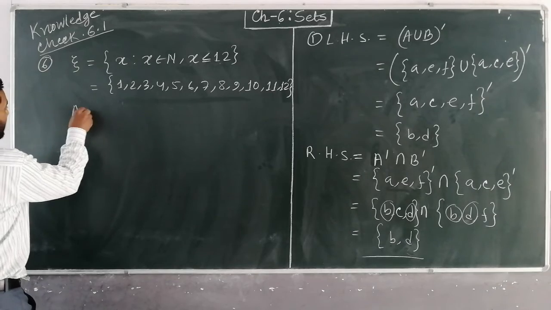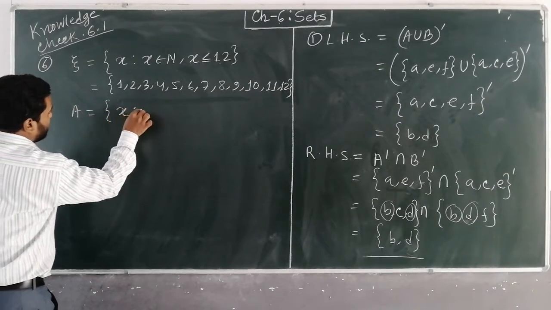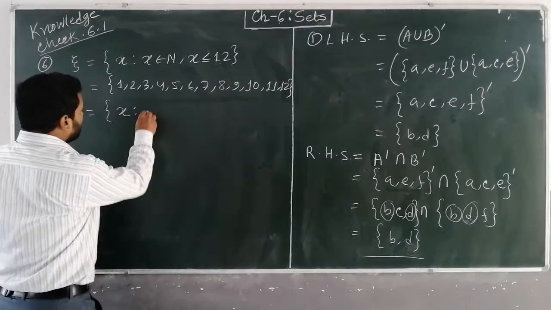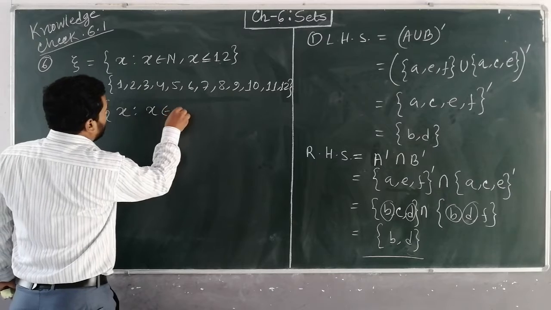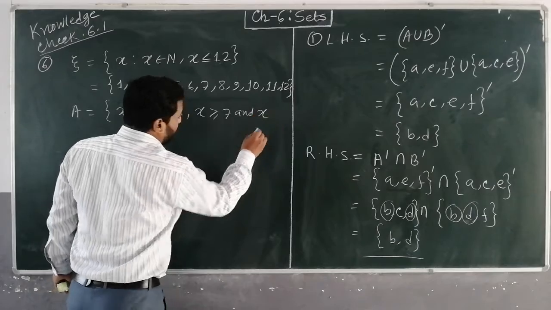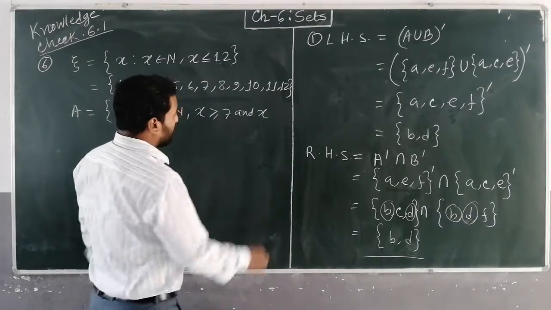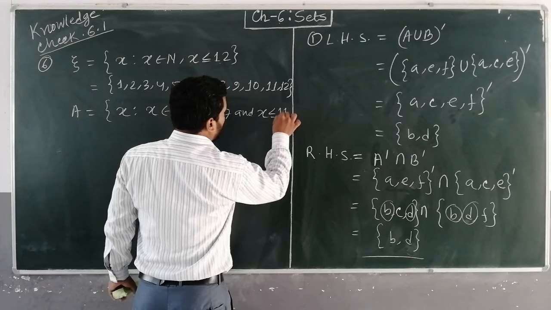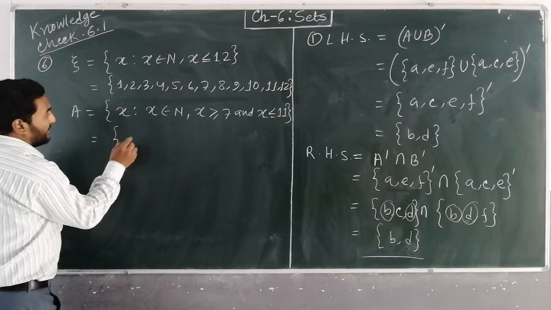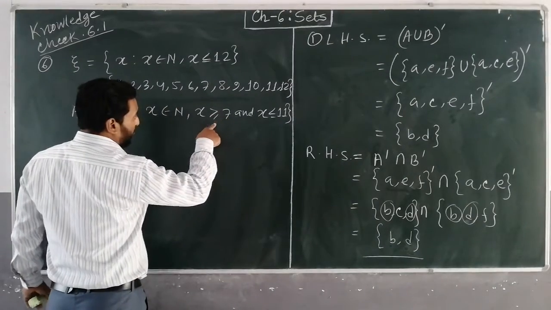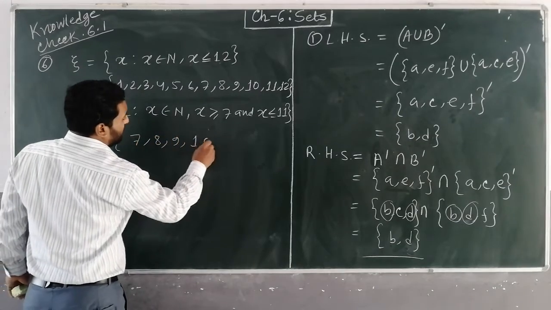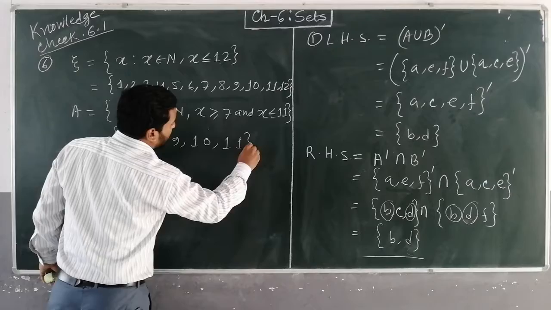Now the set A: x is such that x belongs to natural number, x is greater than or equal to 7 and x is less than or equal to 11. So the elements will be 7, 8, 9, 10 and 11.